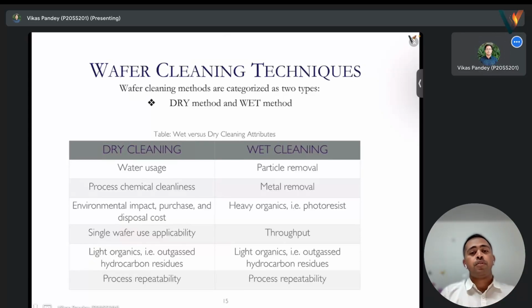So I think this is opposite. Okay, it will be wet here and dry here. Okay, so in wet cleaning, water is used. Mostly chemicals are used in which you are dipping something. Okay, and no, it is correct.